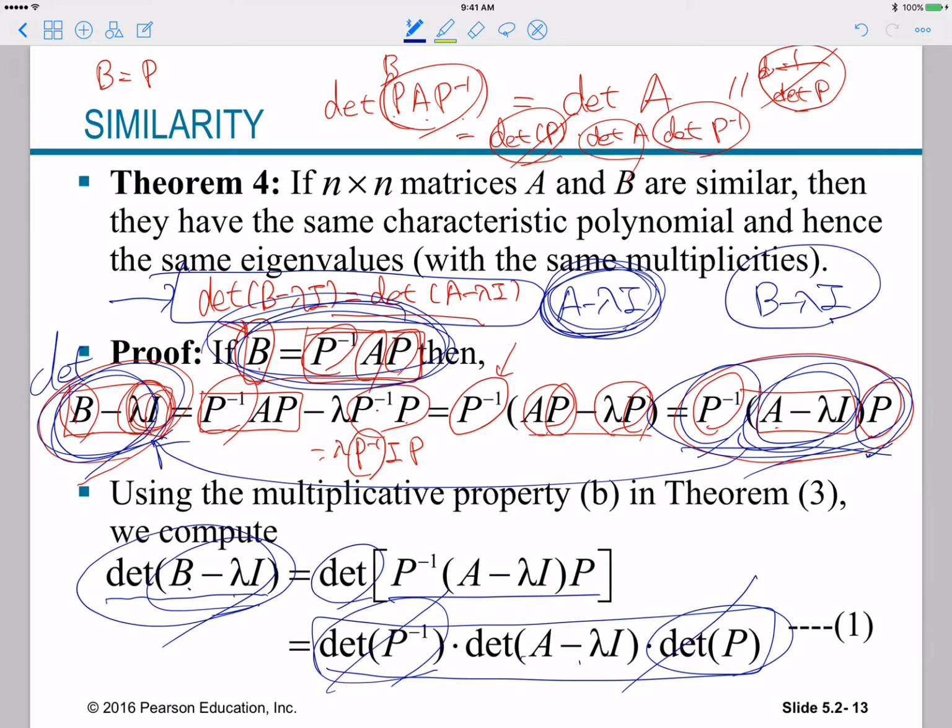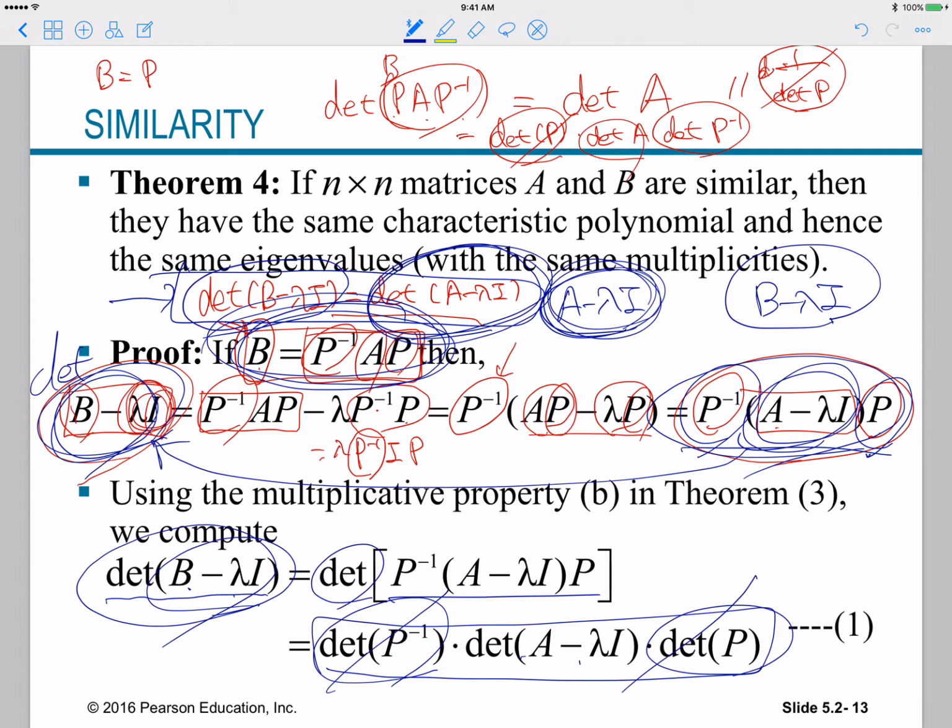Okay, and then, does it make it true that the eigenvalues of A and B are the same? So if we consider this part, B minus lambda I and its determinant, its determinant is a polynomial, right? An nth order polynomial of lambda. And this one is another nth order polynomial, right? And these two polynomials are the same.